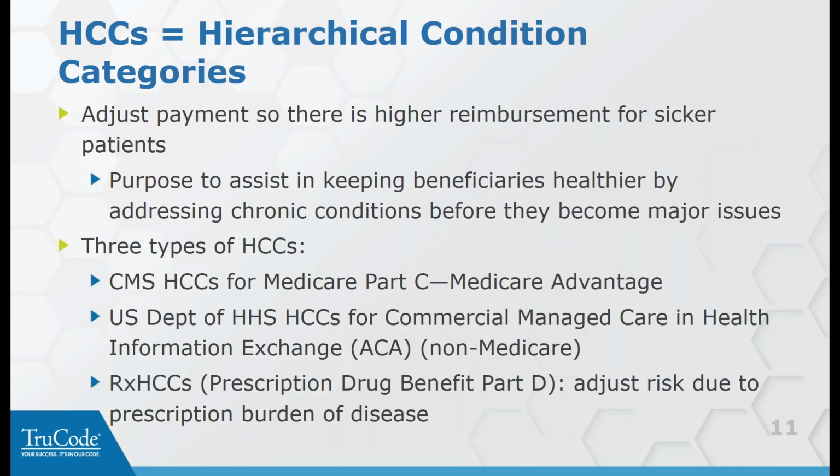And the main purpose is to assist in helping the beneficiaries be healthier by addressing chronic conditions before they become really major issues. There are 3 types of HCCs out there. The one we're talking about today is the CMS HCCs for Medicare Part C, but HHS also has a set of HCCs that are being used for non-Medicare patients. And as I said, there's also a set related to prescription drug benefits that adjust risk due to the prescription burden of disease. If a patient has a lot of chronic conditions that require a lot of prescription drugs, they are given credit for that and factored into the risk adjustment.